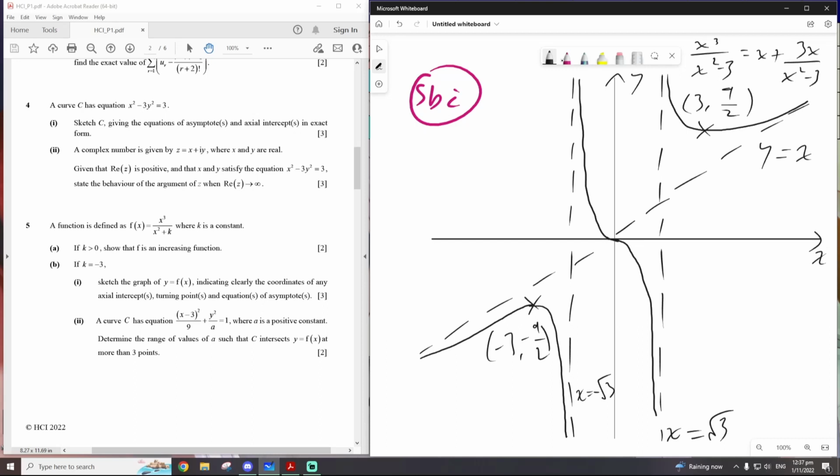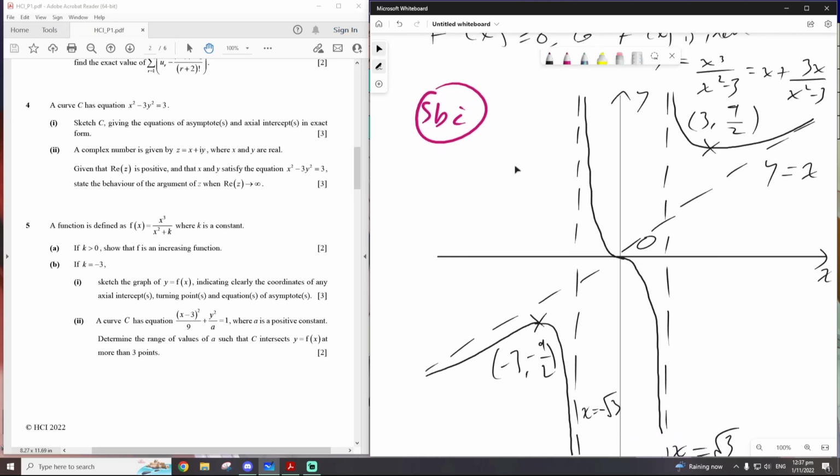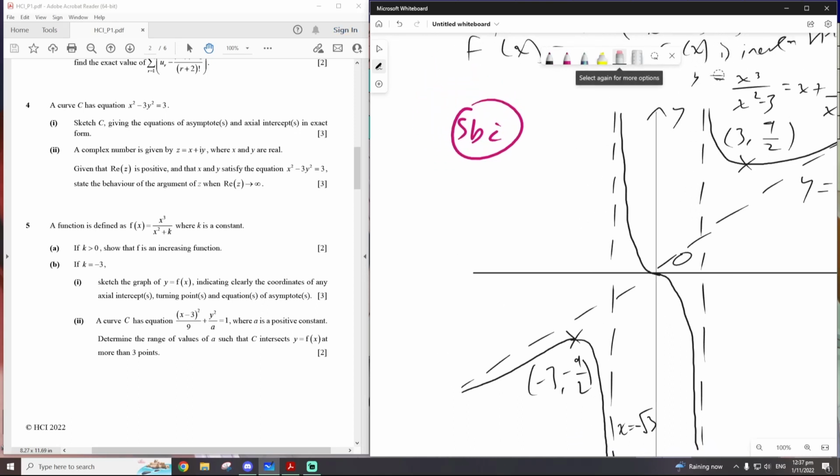Okay, so this is the origin O, and these are the turning points and asymptotes. I think that's everything. You can label the curve as this, so y equals that. Okay.